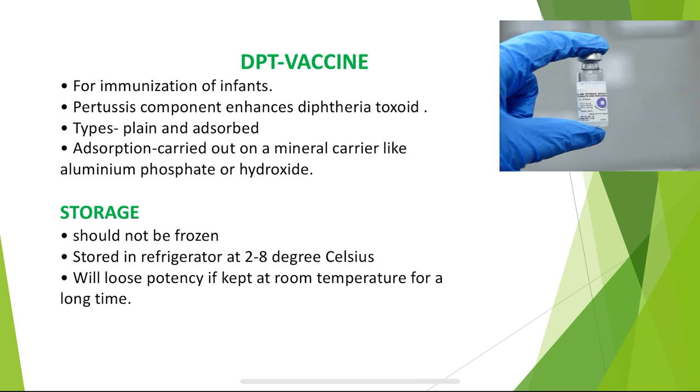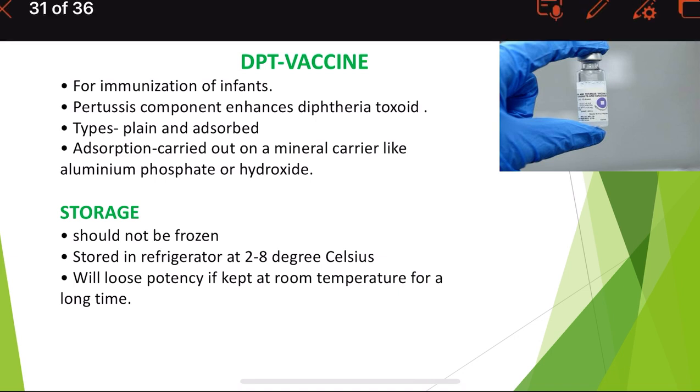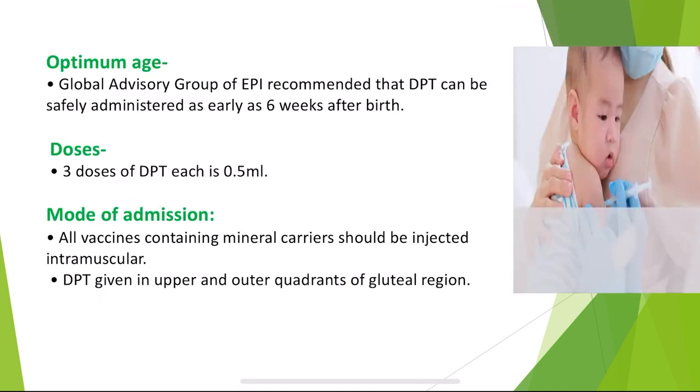These vaccines will lose potency if they are kept at room temperature for a long time. Moving further to the optimum age. It has been found that young infants respond well to immunization with potent vaccine and toxoids even in the presence of moderate levels of maternal antibodies. Even if the maternal antibodies are at a moderate level, the infants will respond very well. Young infants respond well to immunization.